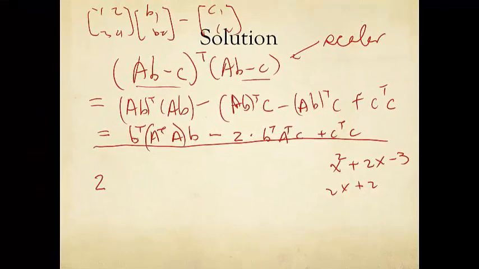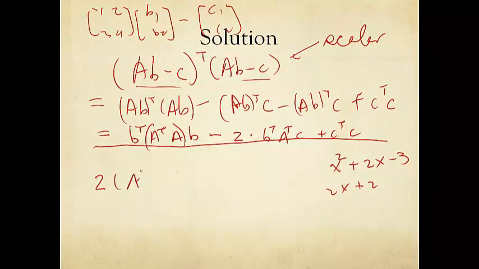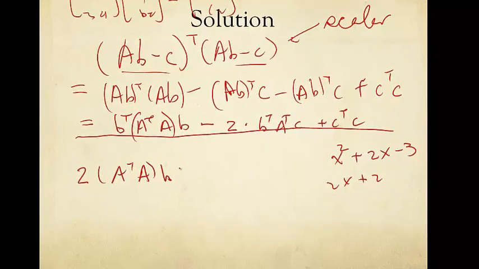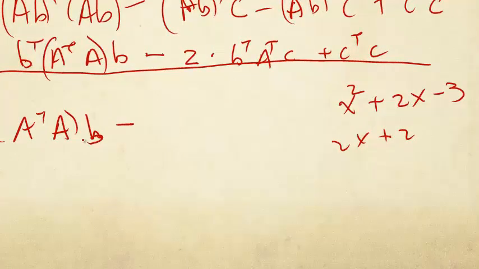2, because there are two B's here, times A transpose A times B, minus 2, because of this 2, take derivative with respect to B, we get A transpose C. All right, now we set it to be 0, set this to be 0.